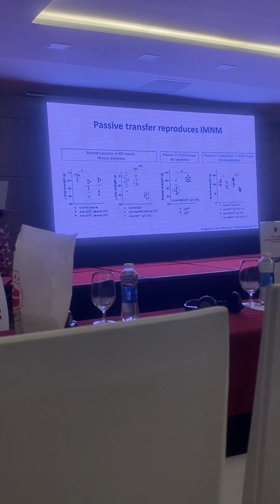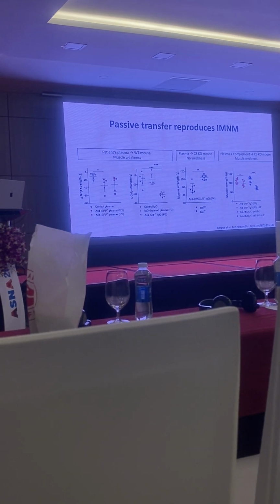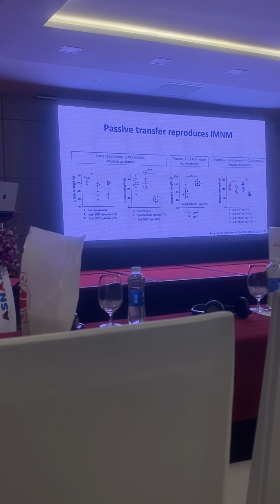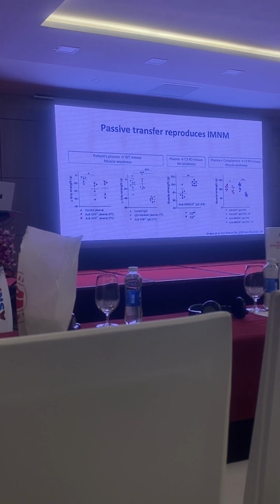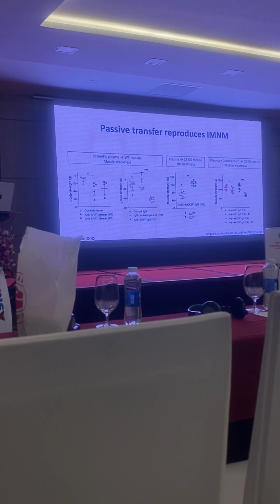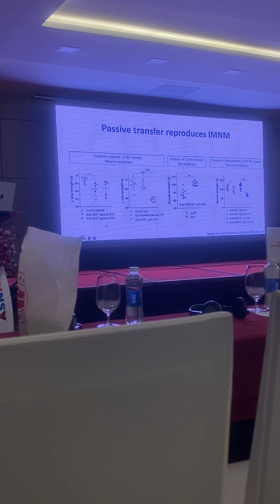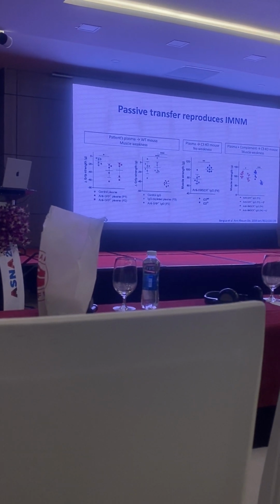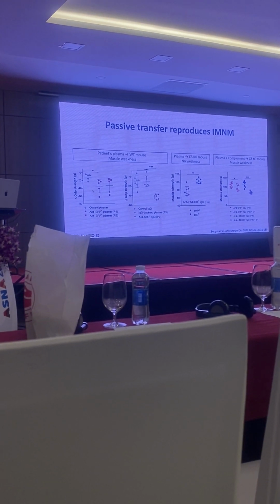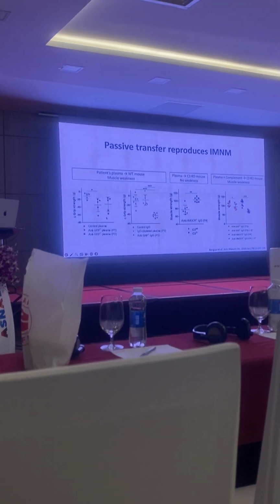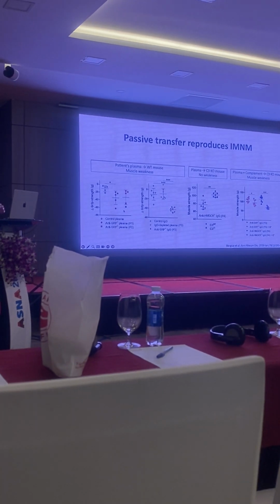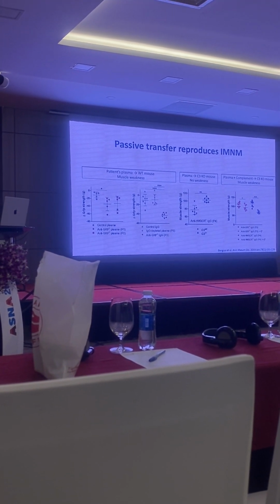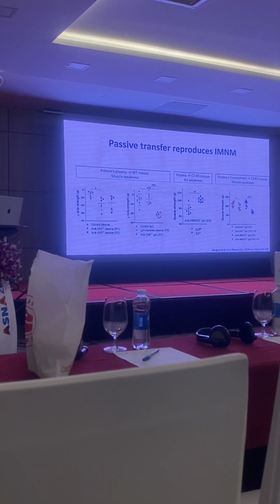This is a very important paper. A French group did a passive transfer of the patient's plasma to the mouse. So this is the plasma from an anti-SRP positive patient, and this is a control plasma. If you inject the patient's plasma into a normal mouse, they show muscle weakness. Okay, so it suggests that the anti-SRP antibodies are the cause, right?